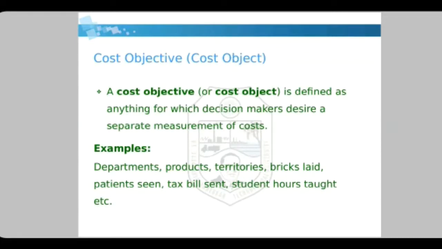For example, products, for example, territories. If the government is giving some financial help to the state, then in which part of the territory how much help is given, that will be the cost of that territory, right? For example, bricks laid, patients seen, tax bills sent, student hours taught, etc. So these are cost objectives. It means decision makers desire a separate measurement of cost for that particular thing.